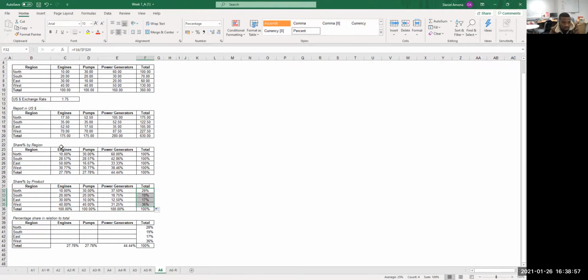Okay, so we've done it by region, percentage by regions, percentage by products, and now percentage in relation to totals. So we just copy all the totals here and all the totals here, total percentage. Okay, so we have 27.78, 27.78, 27.78, 44.44, 44.44. We have 28, 19, 17, 36. We just copy this here and copy this here. Okay. And now to get the percentage, we would have to do it again.